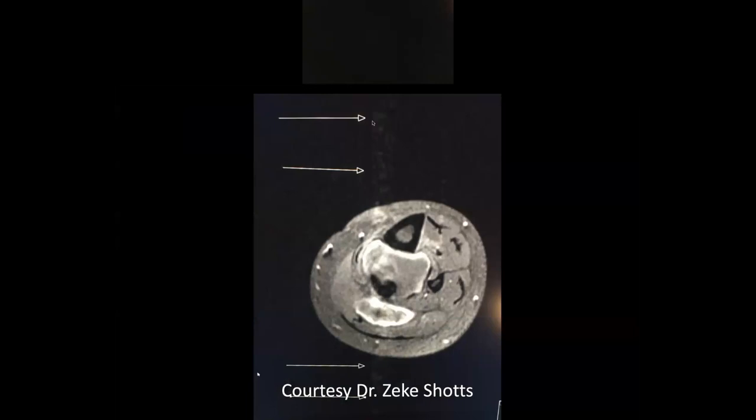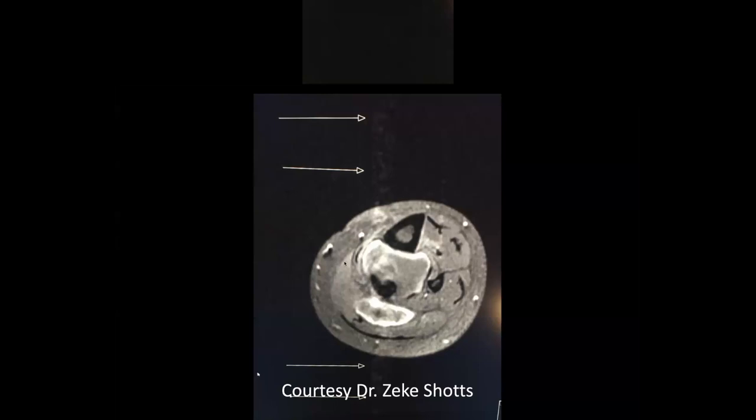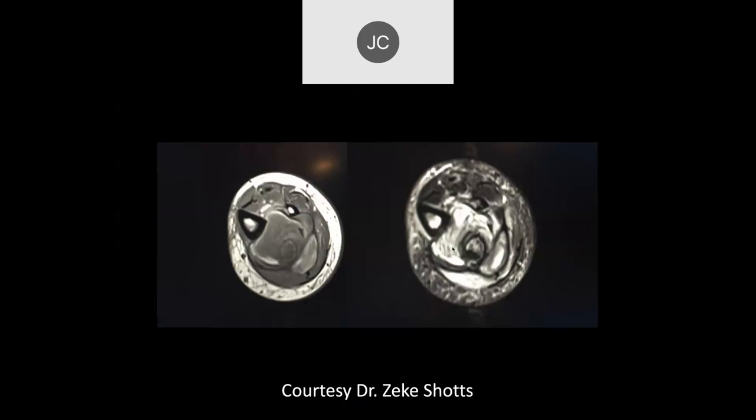Now, what are these arrows pointing to? Okay, that's pulsation artifact. Good. So if we go back from the beginning again, we had a puncture wound on the anterior part of the calf, unable to dorsiflex. They were concerned about infection. We go through, and you could be very concerned about an abscess here.